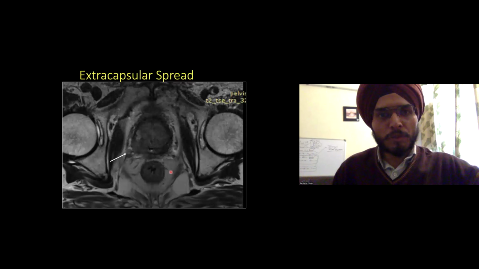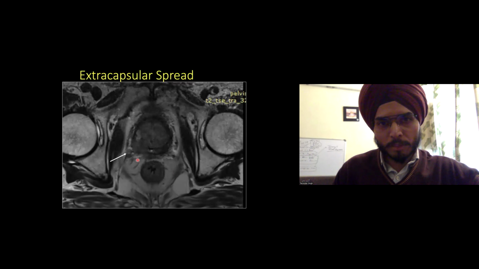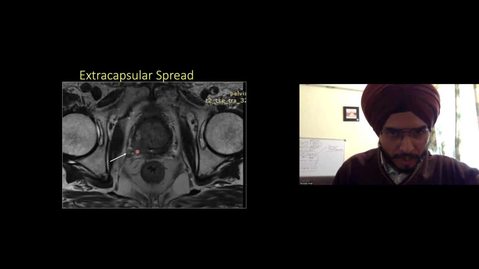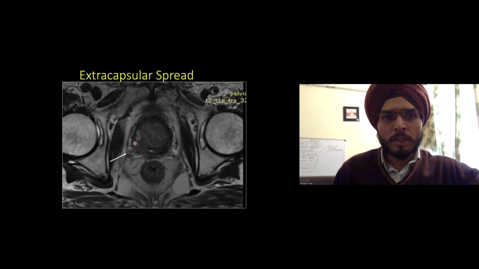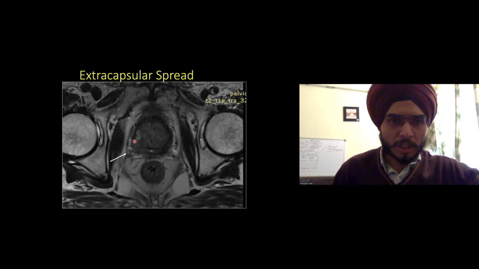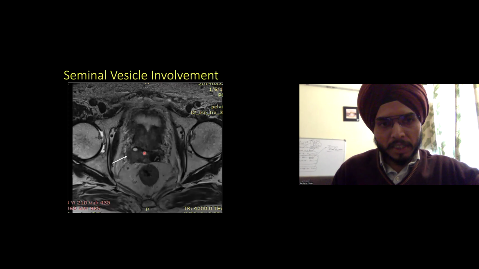So looking for extracapsular spread, we have to look at the neurovascular bundle at the 5 and 7 o'clock positions. On the right side, we can see a focal capsular bulge with irregular margins, and there is a hypointense lesion involving the right peripheral zone, and this is an extracapsular spread. And for seminal vesicle involvement, we can see that the lesion is involving the right side of the seminal vesicle. This is a seminal vesicle involvement.